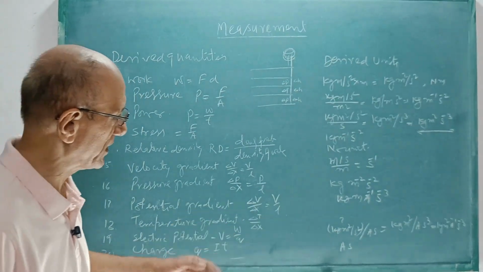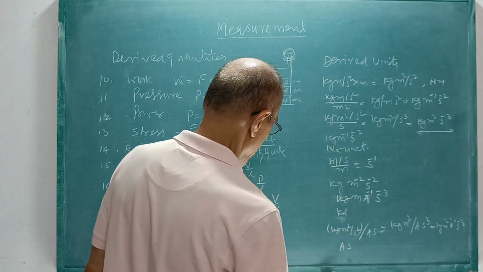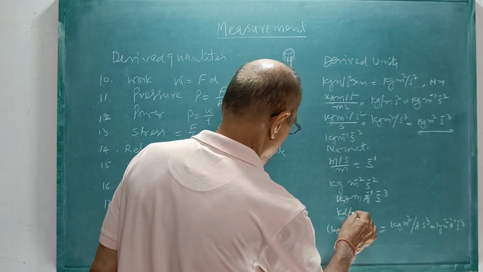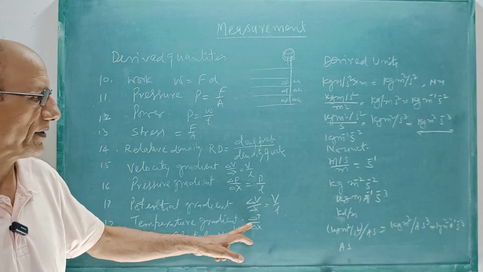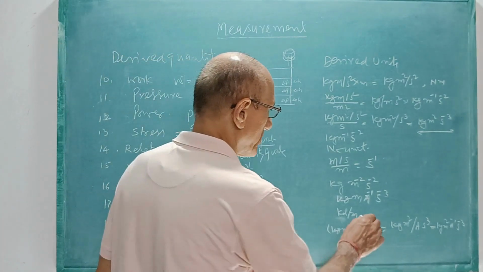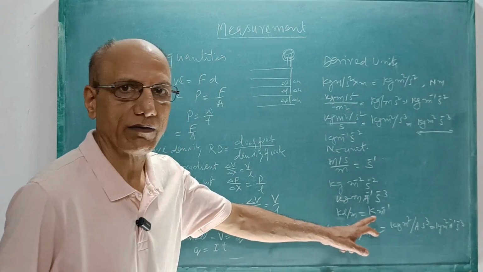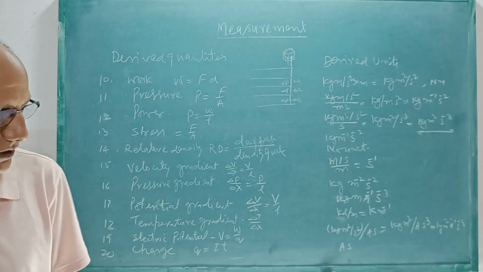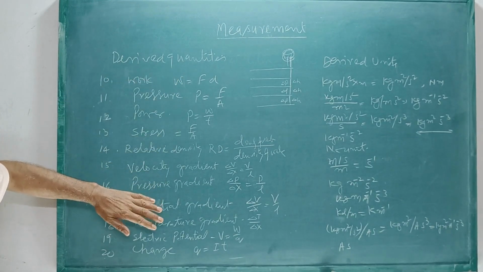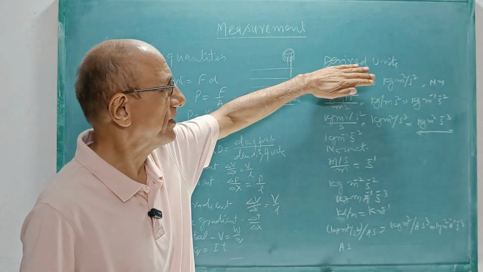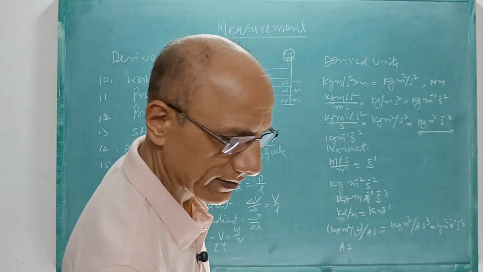The temperature gradient is very simple. Temperature is Kelvin per meter. The unit for temperature is Kelvin. So it is Kelvin per meter, or sometimes it is written as K m minus 1. So this is how we can derive derived quantities, as well as derived units, or the units for derived quantities.